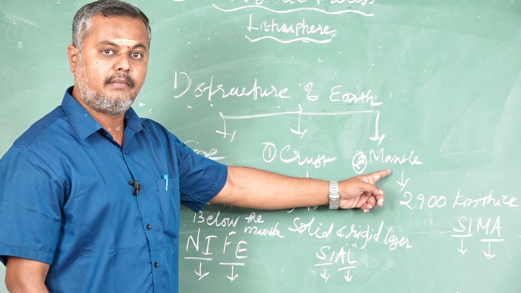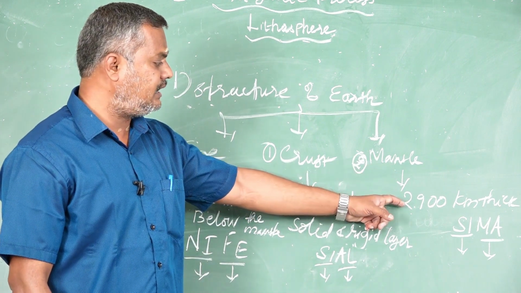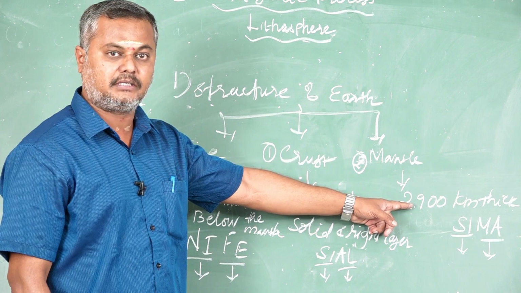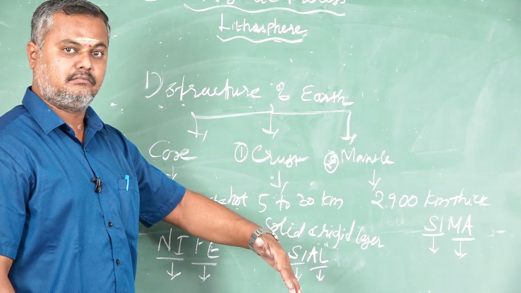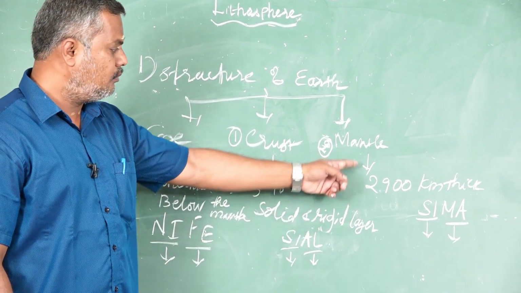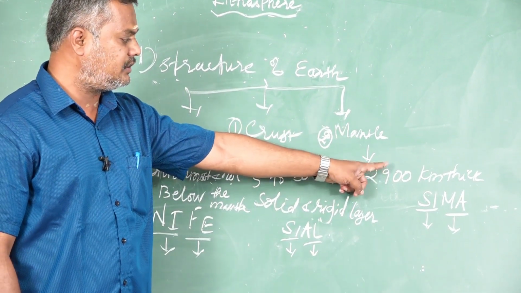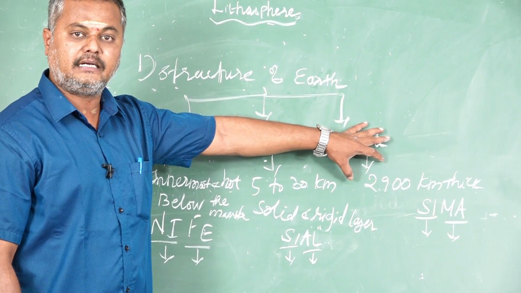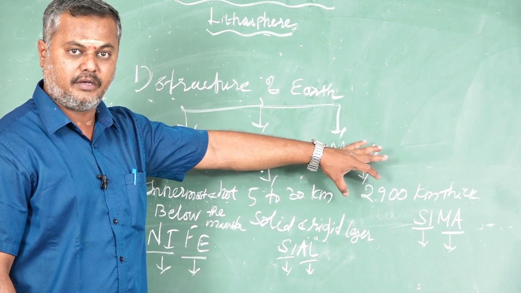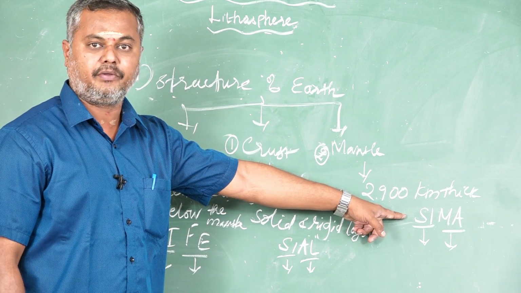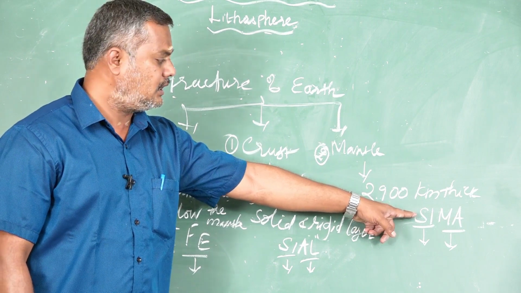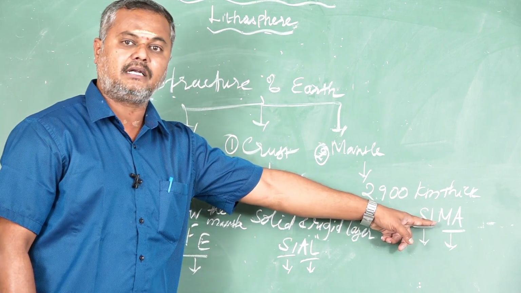Next is the mantle, the second part. It lies next to the crust and is nearly 2900 km thick. It consists mainly of two minerals: silicon and magnesium, which together are called SiMa.